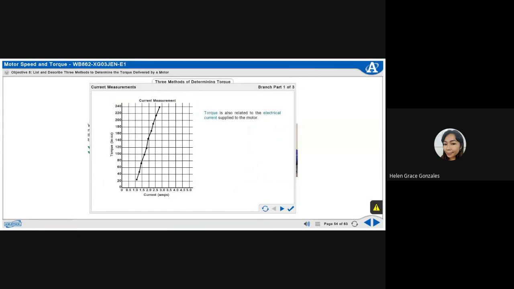Torque is also related to the electrical current supplied to the motor. As motor torque increases, so does electrical current. Most motor manufacturers have already tested this relationship and include with the specifications of the motor a graph that shows the torque versus current characteristics. By using this graph and measuring input current, it is possible to determine the torque.